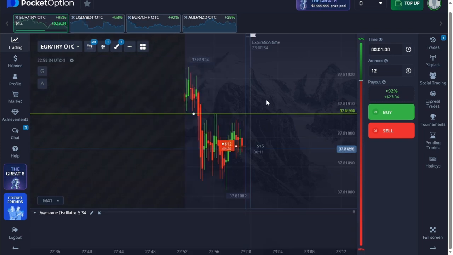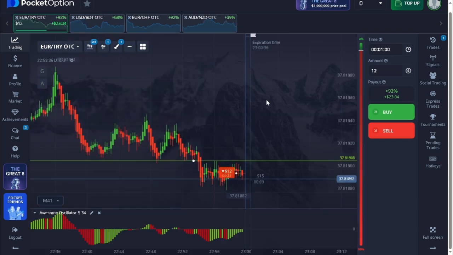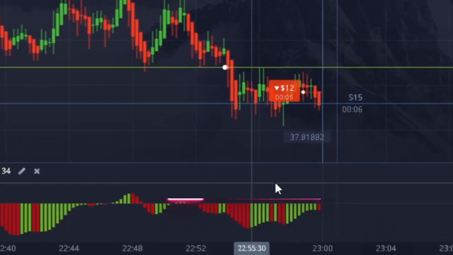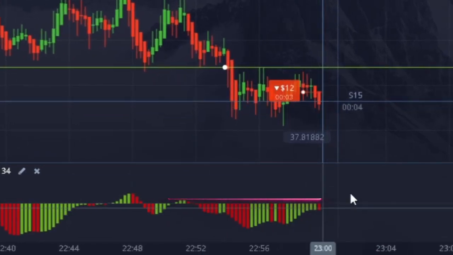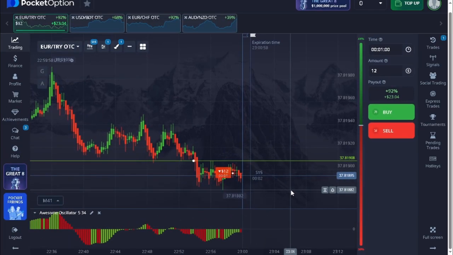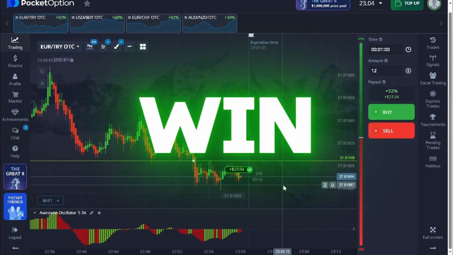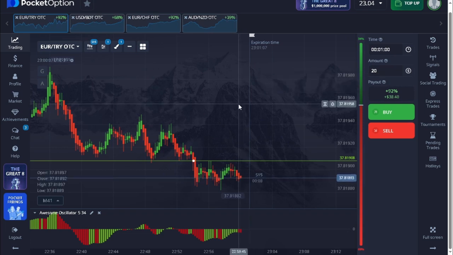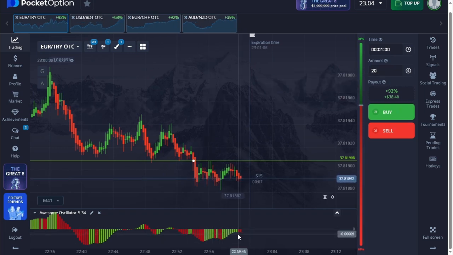That's good. 15 seconds again. And guys, it's important to mention that entry on the side, because if you look at the oscillator right here, the bars are drawn below, which means it's running below. And look at that, guys, we got our first win. $23 in total. All right? And let's use $20 in the next one.